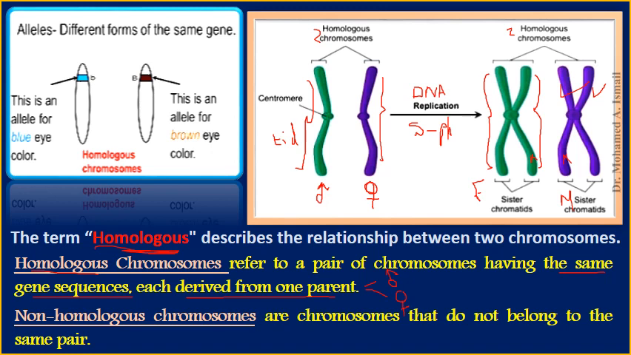Okay, both have the same genes, the same distribution of genes. So these are two sister chromatids, having the same genes. For example, to clarify this explanation, alleles are different forms of the same gene. For example, this is an allele for blue eye color, and this is an allele for brown eye color, and both are on homologous chromosomes.